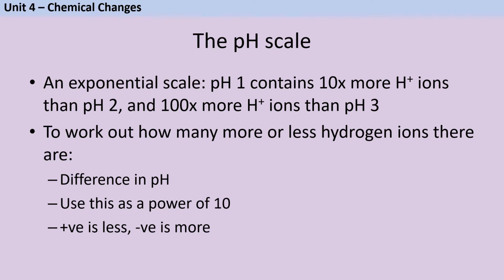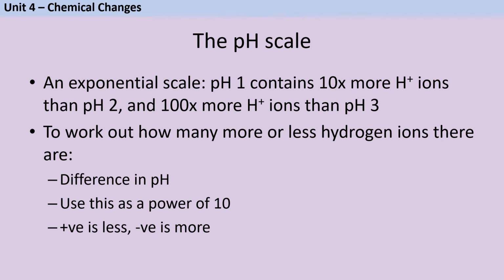The trickiest thing to understand about the pH scale at GCSE is that it's an exponential scale. So it's not the case that if you double the pH, you double the number of hydrogen ions, or you halve the number of hydrogen ions. The way the system works is that for each 1 that you go down the pH scale, the number of hydrogen ions increases by a factor of 10.